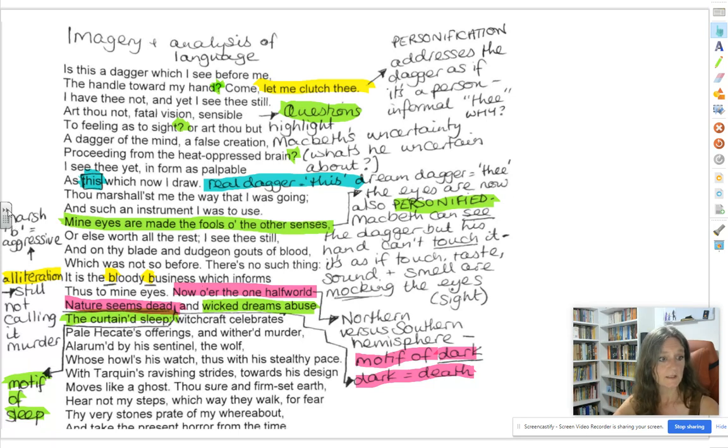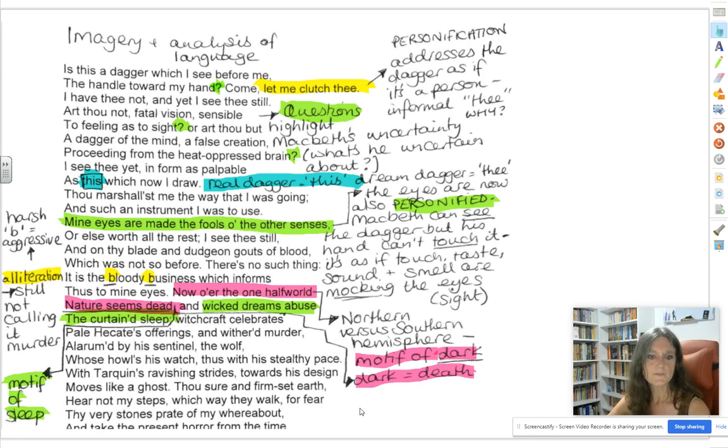And if you have a look, he's using here this harsh B sound, this aggressive B sound. So it's a plosive consonant, bloody business. Bloody is a minor swear word, as well as meaning literally it's going to be bloody because there's going to be stabbing involved. Business, and he makes it sound really, really harsh there. So good use of alliteration.